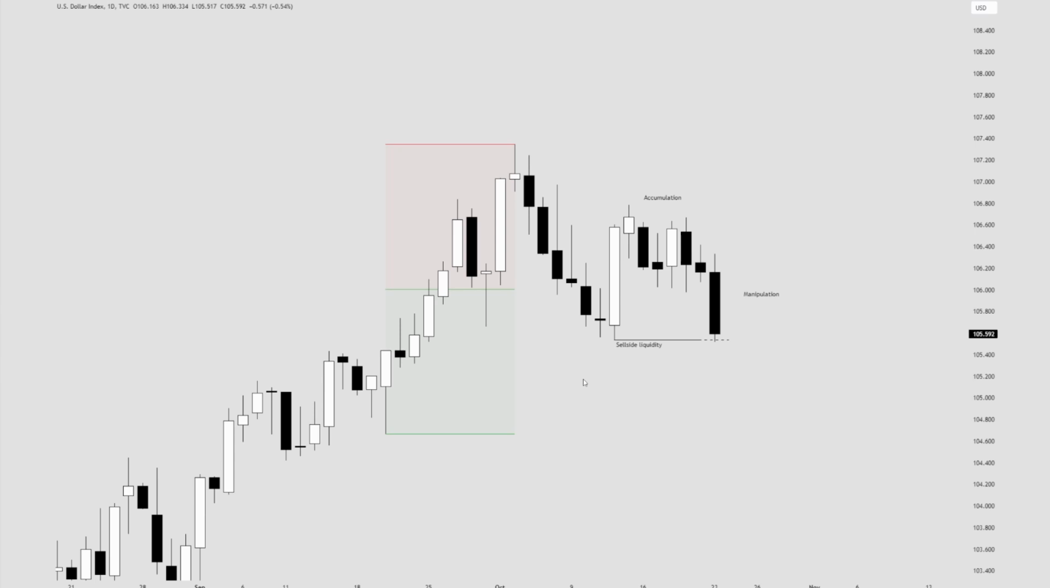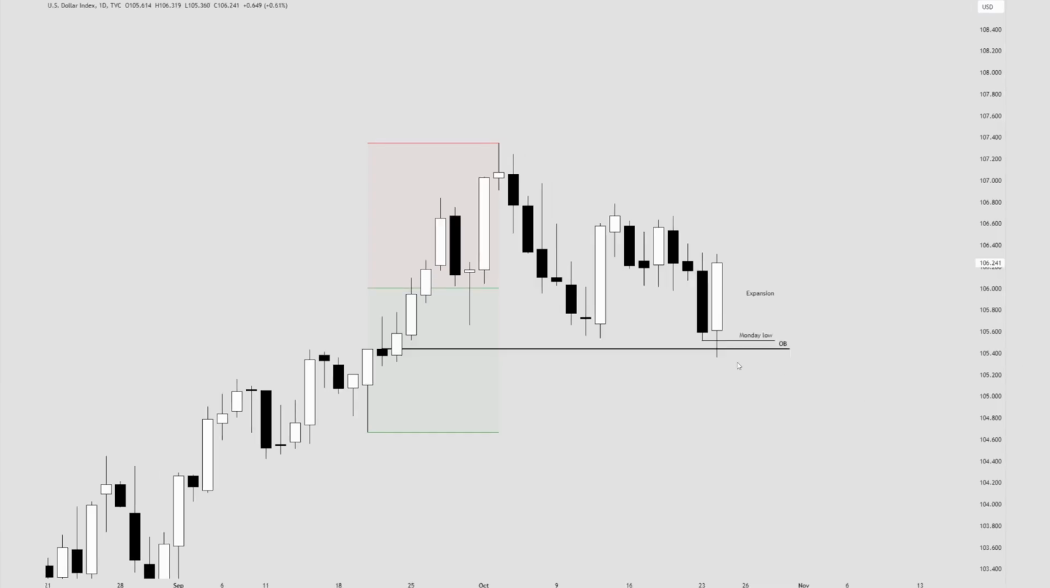Due to this fact, I was actually bullish going into Tuesday due to the AMD schematic, where we have an accumulation phase, manipulation phase down into a key level, in this case sell side liquidity, and I will expect an expansion move on the day afterwards.